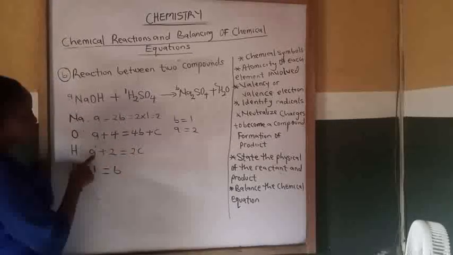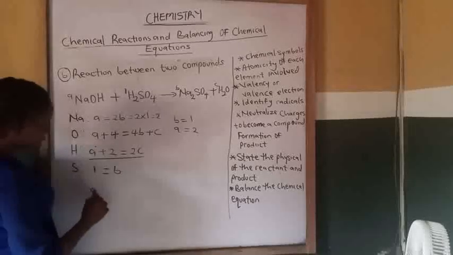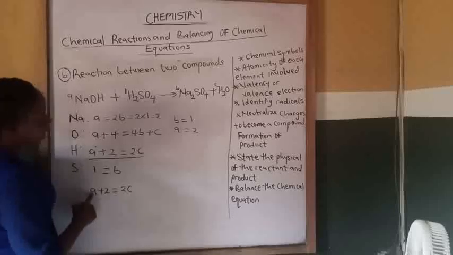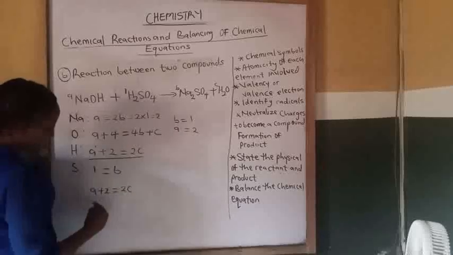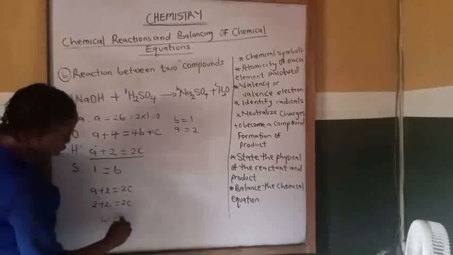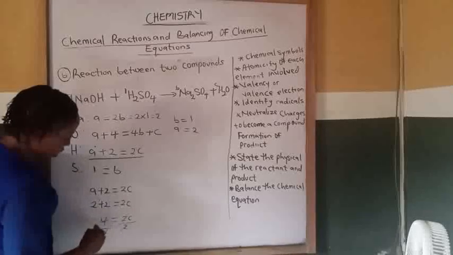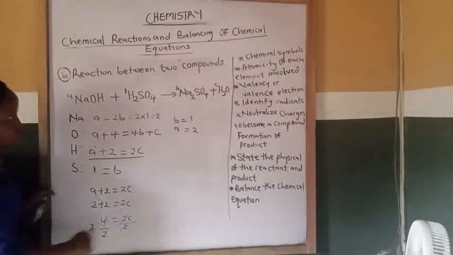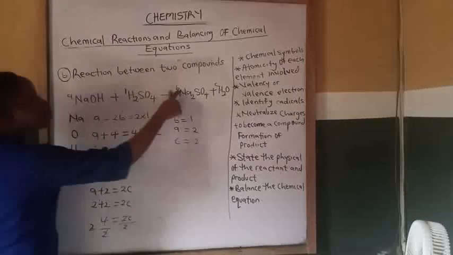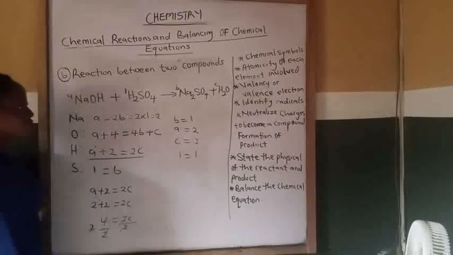If my A equal to 2, we can calculate C from this place. A plus 2 equal to 2C. My A is now equal to 2, so that will be 2 plus 2 equal to 2C. So 2 plus 2 equal to 4 equal to 2C. Divide both sides by 2. So 2 cancel 2, so my C equal to 2. I've gotten values for A, B, C. The coefficients 1 remain as 1.